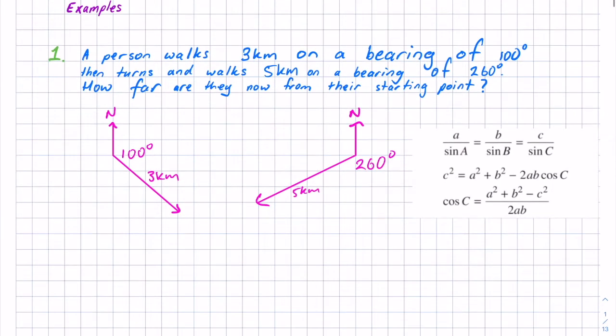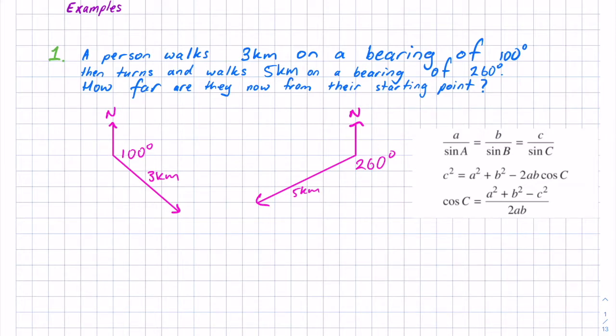So here's an example. We've got a person who walks 3 kilometres on a bearing of 100 degrees and then turns and walks 5 kilometres on a bearing of 260 degrees. How far are they now from their starting point? Now, we've seen these questions before. This came up in trigonometry. So we're going to be using the sine rule or the cosine rule, or we could just be using SOHCAHTOA.